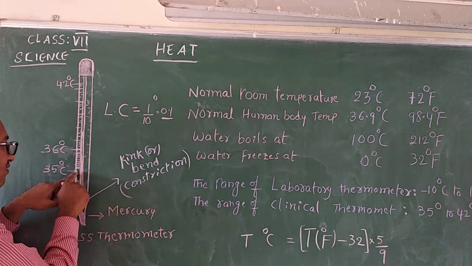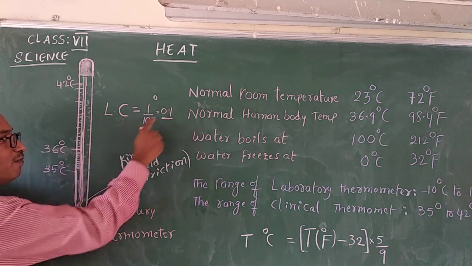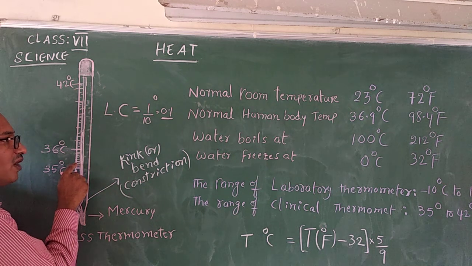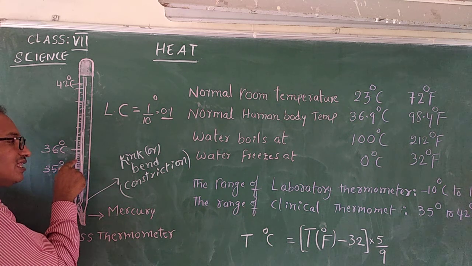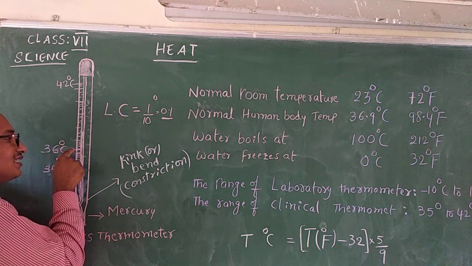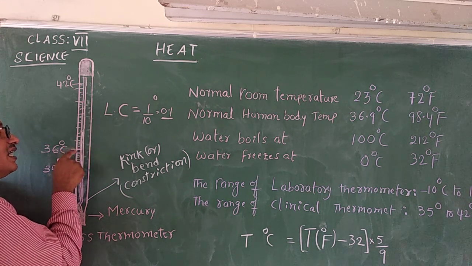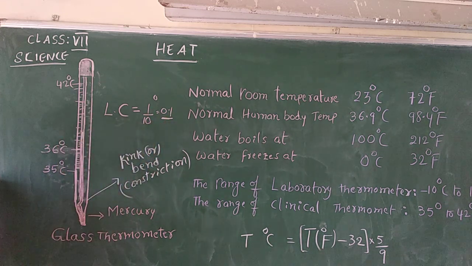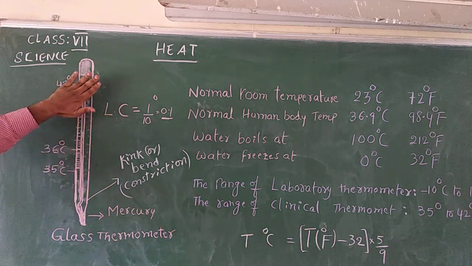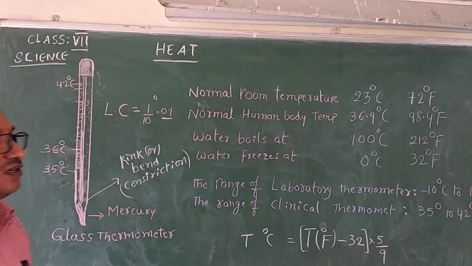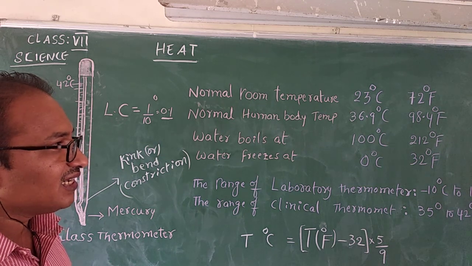See here, 35. How will the reading be? 35 degrees Celsius, 35.1, 35.2, 35.3, 35.4, up to 36 degrees Celsius. Next, after 36, 36.1 degree, 36.2 degree, 36.3 degree. Like this we can say the reading. And there are two types of scales: one is the degree Celsius scale and one is the Fahrenheit scale.